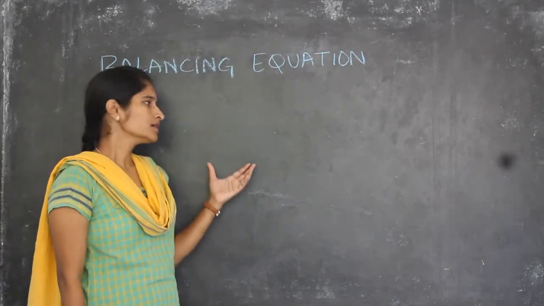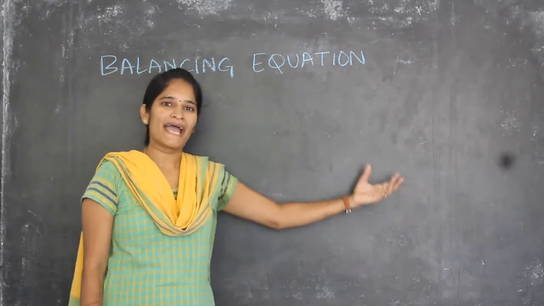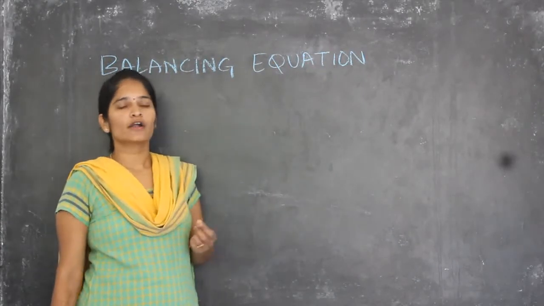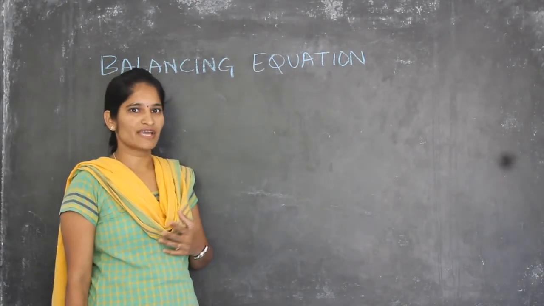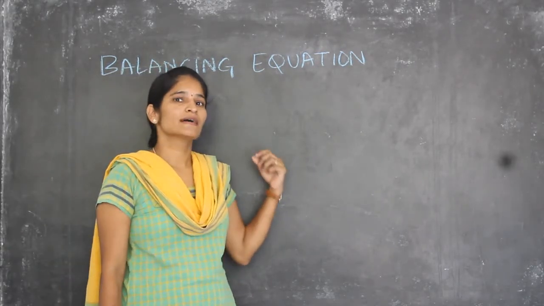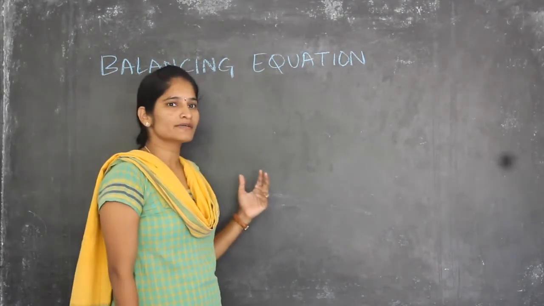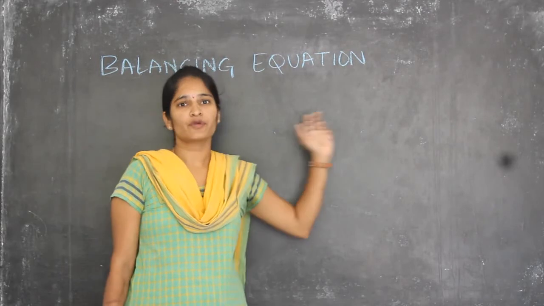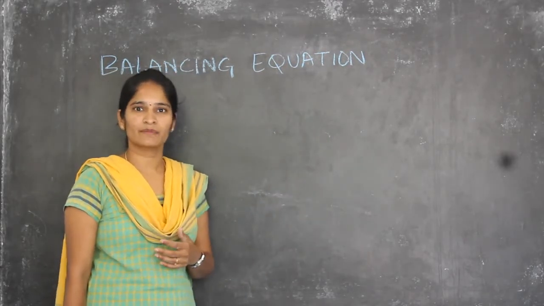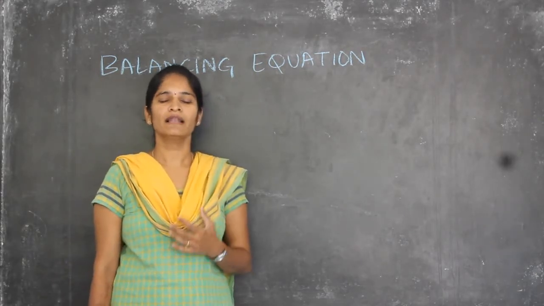For example, we have seen that the number of atoms on the product side and the number of atoms on the reactant side are different. And also, according to the law of conservation of mass, we have seen that atoms are neither created nor destroyed. So the total number of atoms on the reactant side and the product side should be the same. For this, we need to balance a chemical equation. Now we will see how to balance a chemical equation.